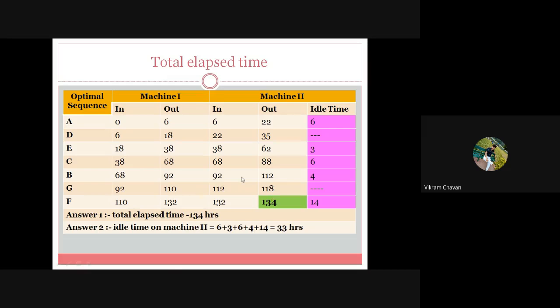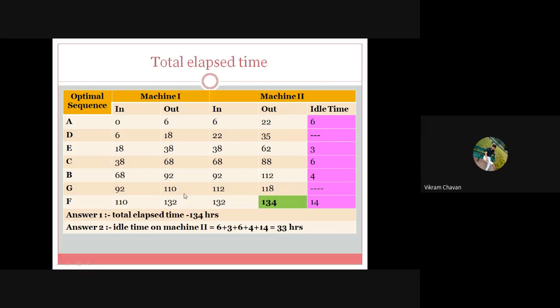Machine number 2, and it will come out after 112 hours. Okay, so the idle time will be 4 hour. Idle time will be 4 hour. So 6 hour, 3 hour, these are the idle times. Then after 112 hours, machine 2 will be free.